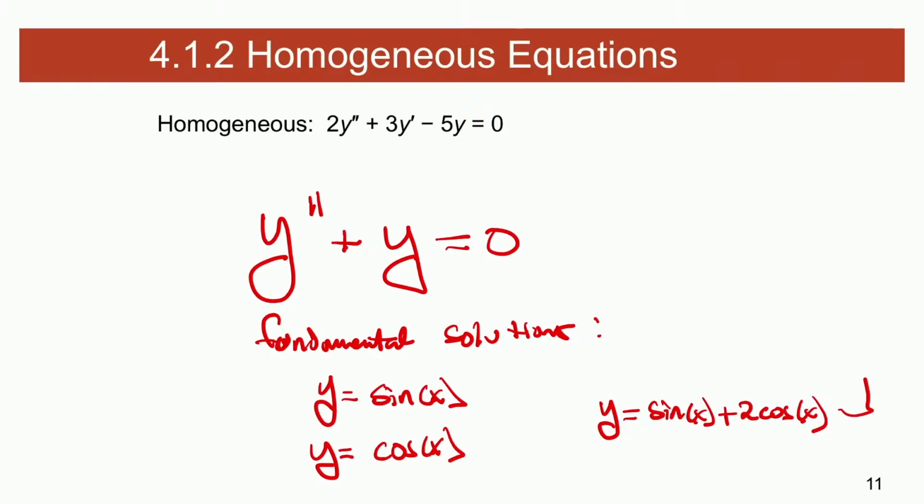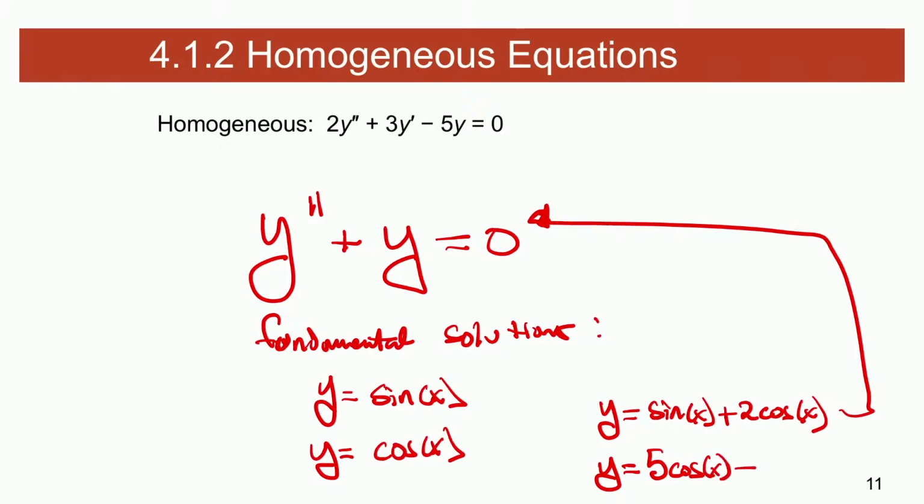You can check this will make that differential equation true. So is this: 5 cosine of x minus 3 sine of x. That also is a linear combination of those two functions, and so that will also make this true. So that's why I'm so interested in these fundamental solutions. If I can get my hands on them, then I can solve the differential equation. One last thing about these fundamental solutions is second order means there's 2 of them. Third order, there would be 3 of them. First order, there's only 1 of them.